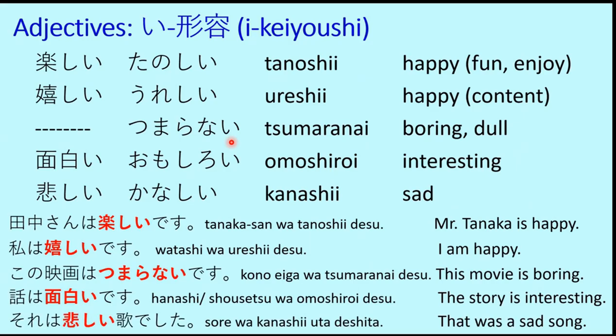Sore wa kanashi uta deshita. That was a sad song. So kanashi is sad, uta means song, and deshita is the past tense. So that was a sad song. So that means the song has just ended, and after that the speaker is saying that song was sad. That was a sad song. So sore wa kanashi uta deshita.